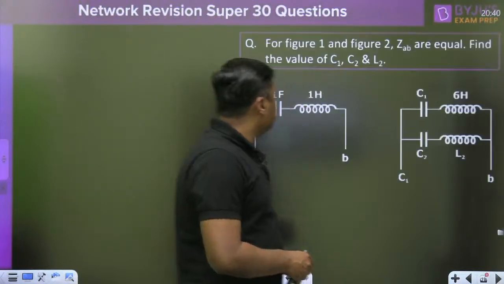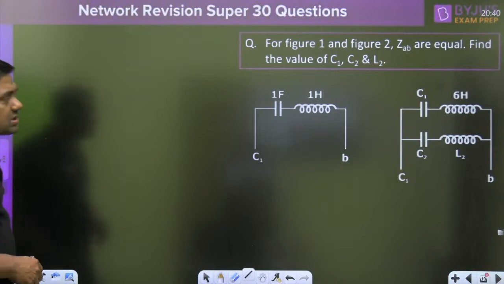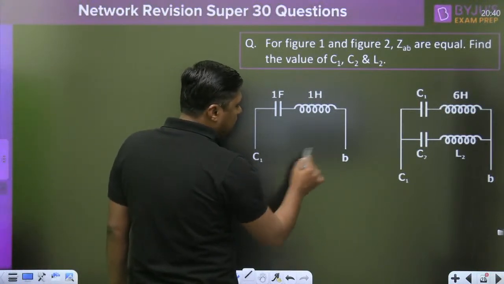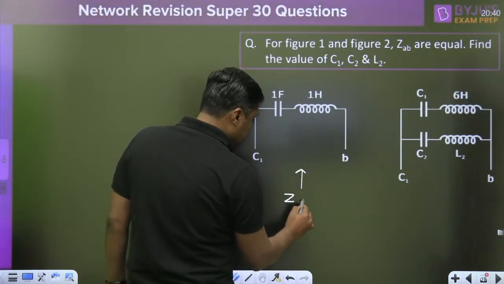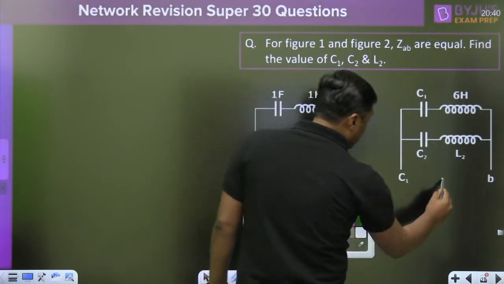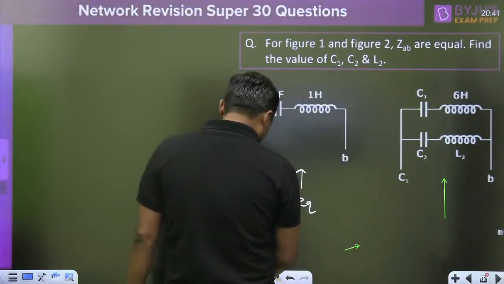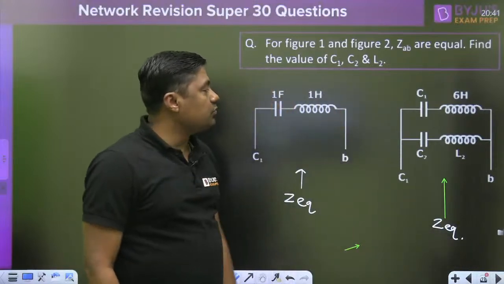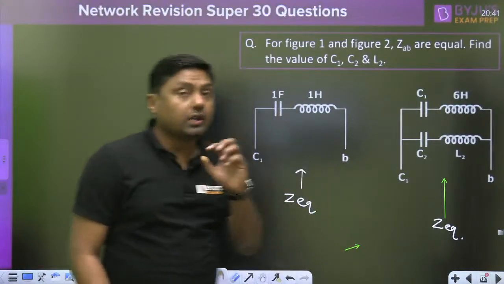Okay. Then for figure 1 and figure 2, Z_AB are equal. Sometimes on elements, this type of equation is required. This is the terminal, and that is the Z equivalent, and this is the Z equivalent for this diagram. For both the diagrams, Z equivalent are equal. What is the value of C1 and what will be the value of C2 and L2? Now, just a question on elements.